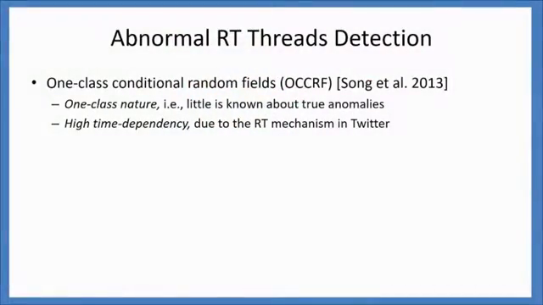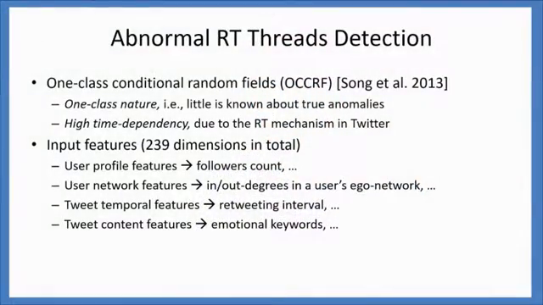Specifically, we used a one-class conditional random fields classifier. The one-class nature of this is that we don't actually have annotated data. We don't know what's actually a rumor and what's not when we're feeding it into the training. So we're just looking for the outliers. What is not like the others? And then there's a high time dependency because the Twitter data is always flowing in.